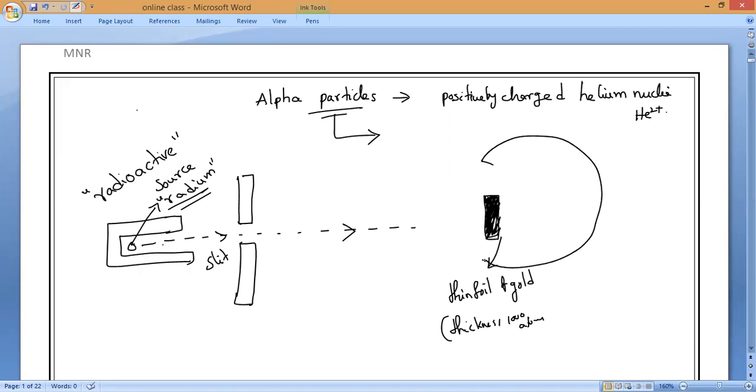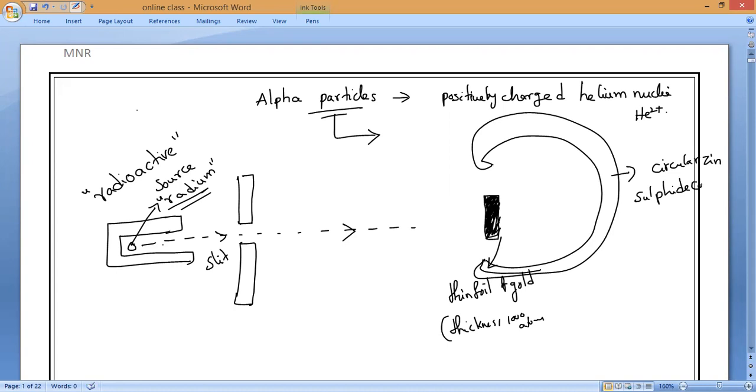So what is that screen called? It is made up of something, the screen. So we can see a bright flash. What is that called? Circular zinc sulfide coated. Do you remember? Everybody forgot it, I think. So a zinc sulfide coated screen was surrounding the gold foil. These alpha particles will go and hit it.